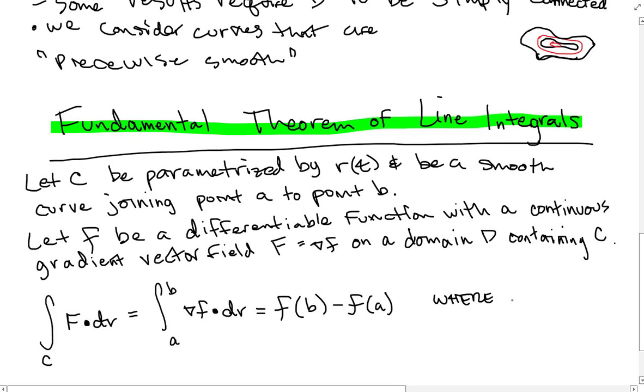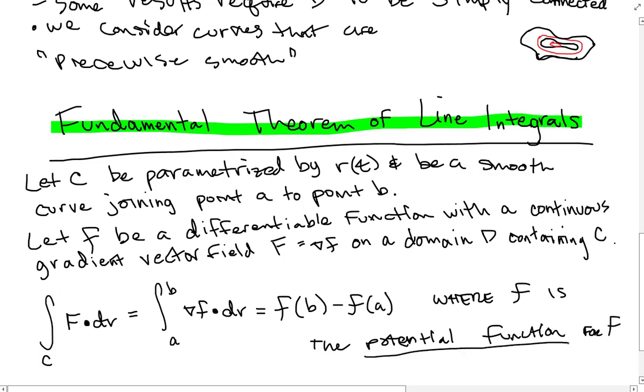So this is where little f is what's called a potential function. So it's the potential function for capital F, our field. Alright, so we will do an example a little later on how to find that potential function. But this is our theorem, our fundamental theorem of line integrals. This is the main statement right here.